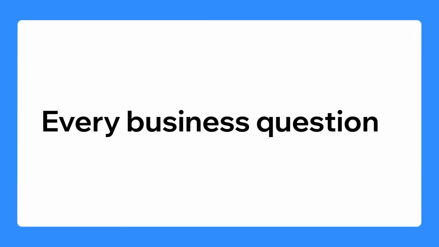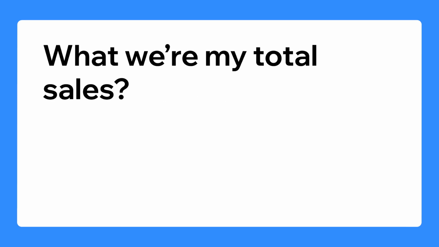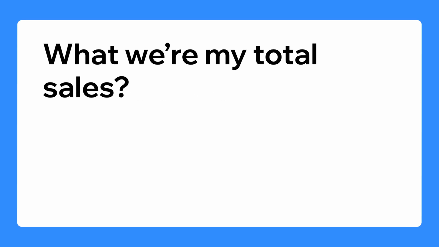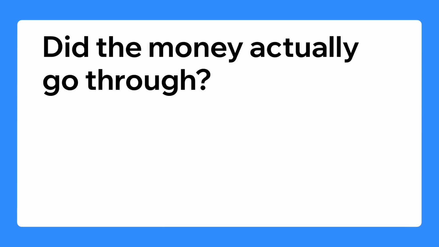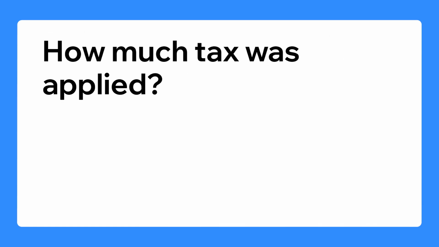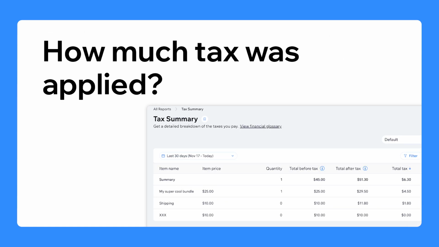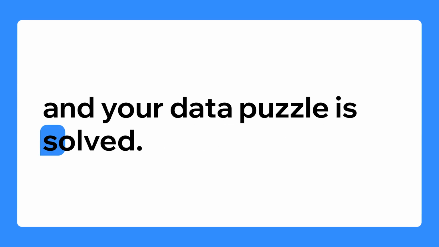To wrap up, remember that every business question has a specific destination. When you ask, "What were my total sales?" go straight to sales over time. When you ask, "Did the money actually go through?" check the payment summary. And when you ask, "How much tax was applied?" rely on the tax summary. Keep those 3 answers in sync, and your data puzzle is solved.